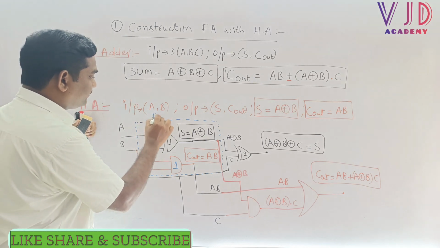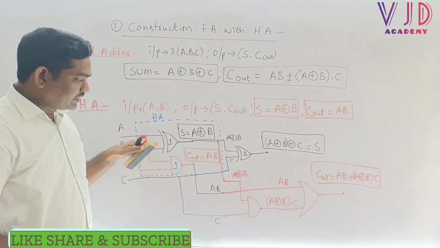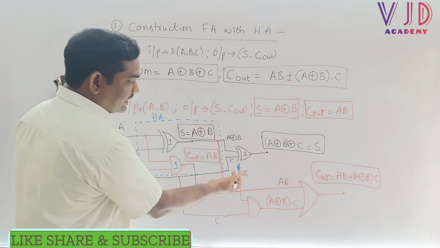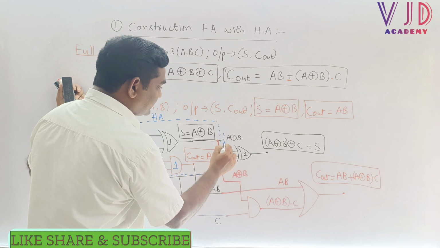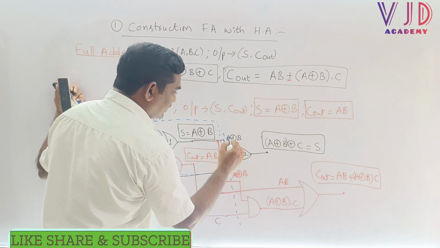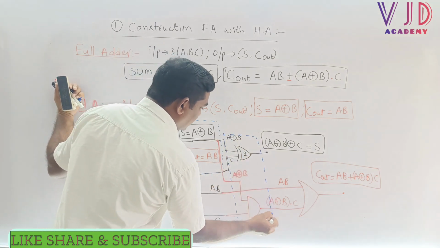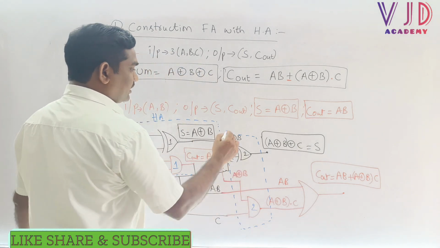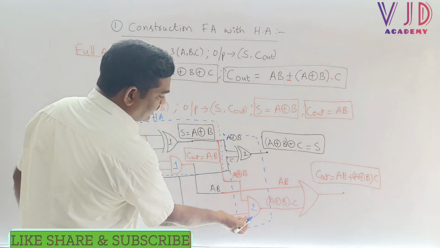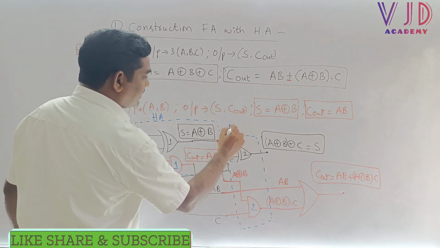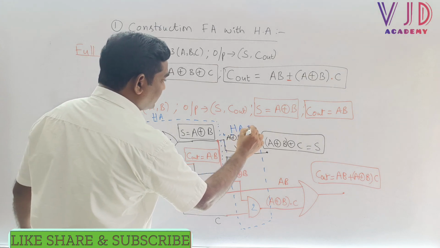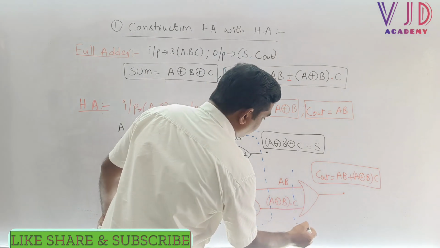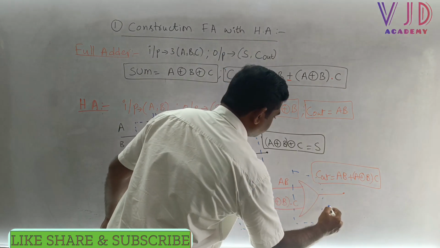A half adder. Yes sir. A half adder is nothing but a combination of an XOR gate and an AND gate. Coming to the other XOR gate and AND gate, can I say this is the second AND gate and this is the second XOR gate? This combination of XOR gate and AND gate is also a half adder. So this is half adder 2, and this is half adder 1. And finally we are using one OR gate.